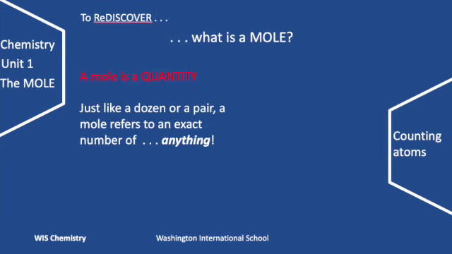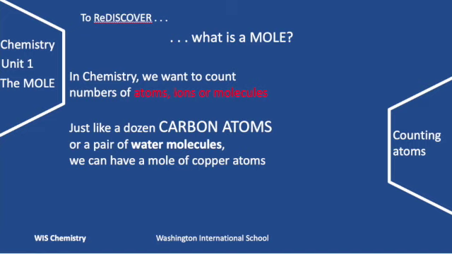A mole is a quantity. So it's a specific number, just like a dozen, which is 12, or a pair, which is 2. A mole refers to an exact number of anything. So we can have a mole of carbon atoms, just like we can have a dozen carbon atoms. We're going to look at particles, so that includes ions and molecules.